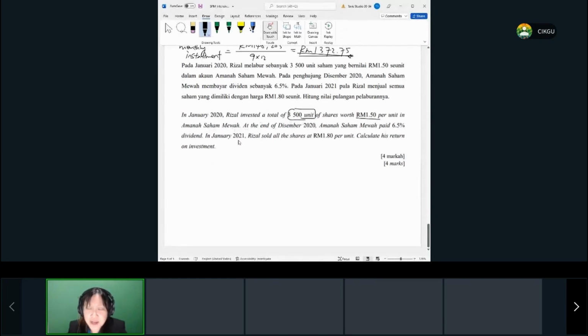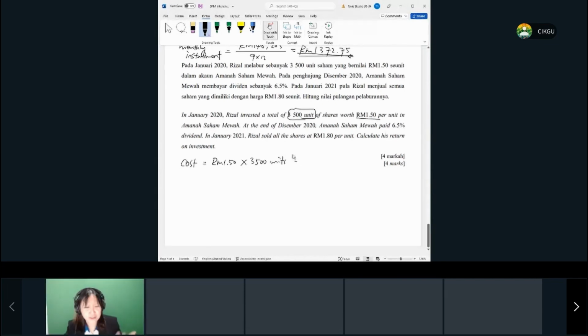Okay, how much money did he spend to buy the share? One share is 1 ringgit and 50 cents. He buys 3,500 units. So let me just calculate the cost. Cost means how much you spend to get the share. So 1 ringgit and 50 cents multiplied by this many units.